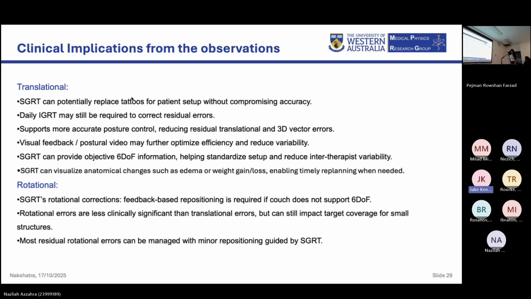For rotational errors, feedback-based repositioning is needed. Repositioning is required if the couch does not support 6 degrees of freedom, and also the rotational errors are less significant than translational errors, but still impactful when it comes to small tumor sizes. Most residual rotational errors can be managed with minor repositioning guided by SGRT.